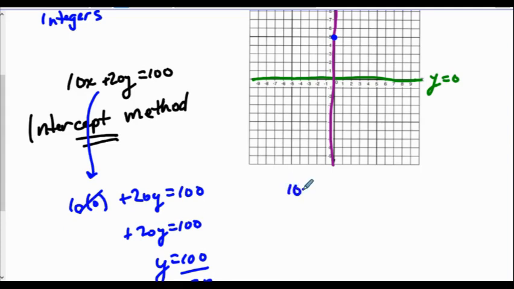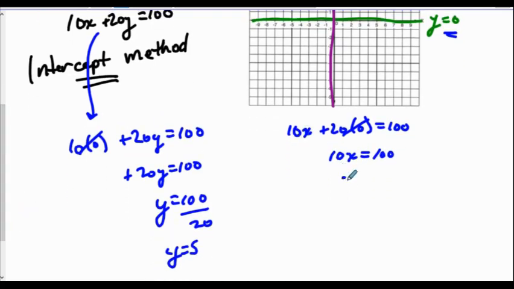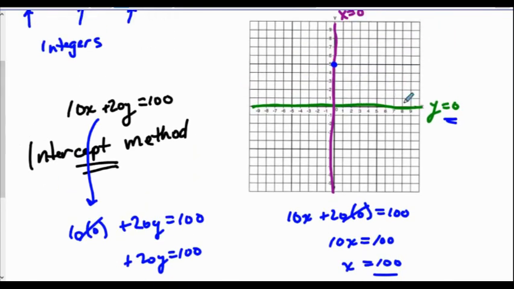Okay, I do the exact same thing with my x-intercept. So I'm going to go 10 times x plus 20 times 0, because that's the intercept. It's 0 on the intercept right there. So once again, this is now 0. So I have 10x equals 100. So divide each side by 10. I end up with 100 divided by 10. x equals 10. So on my x, I'm going to have a point there at 10.